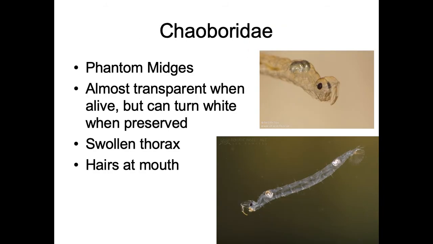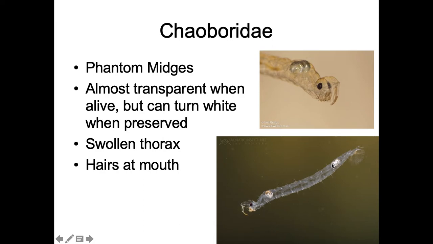Okay, next up is Chaoboridae. This is probably one you're not familiar with. Phantom midges. These are plankton predators. You can see this giant tooth, and that's the character I want you to look for. If you see something that looks like it has big rat teeth on the front, that is Chaoboridae.